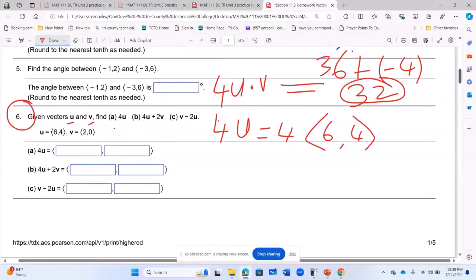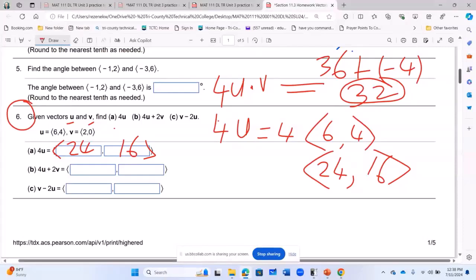So 4 times 6 is 24. Remember, it is still a vector. The product of a vector with a constant is still a vector. 4 times 4 is 16. So if I multiply a vector by a constant, my answer is still a vector. So this is 24 and this is 16. See, there's a vector parenthesis here.